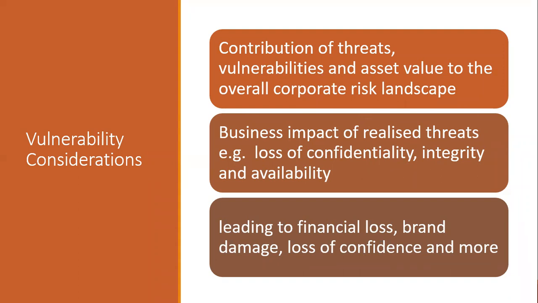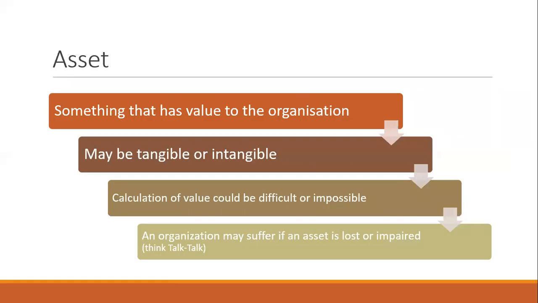So when we're considering our vulnerabilities, we're not just taking a look at things from a technical perspective, from a software perspective or a tools perspective. Rather, we're taking a look at a business perspective. What is an asset? Something that has value to the organization, which may be tangible, where we can place a price on it, or intangible, such as reputation. The calculation of the value of an asset could be difficult or almost impossible in many instances.